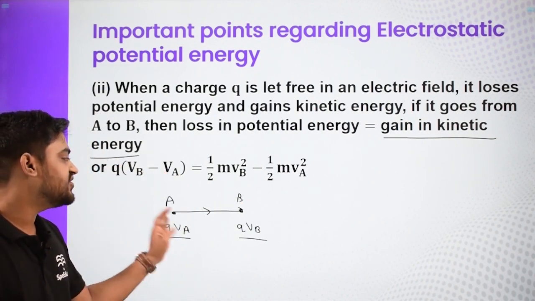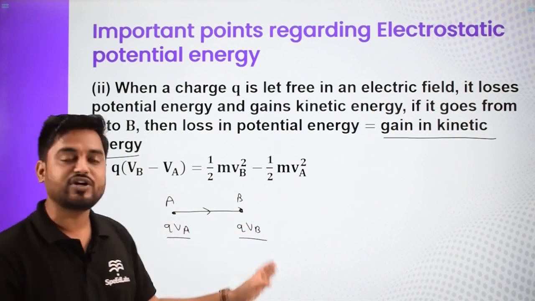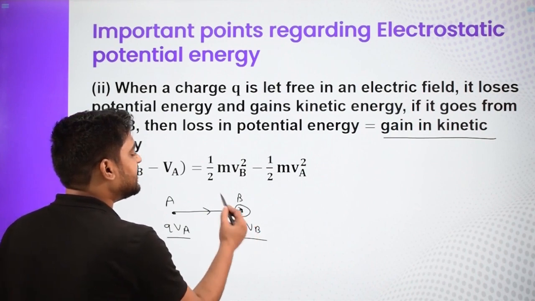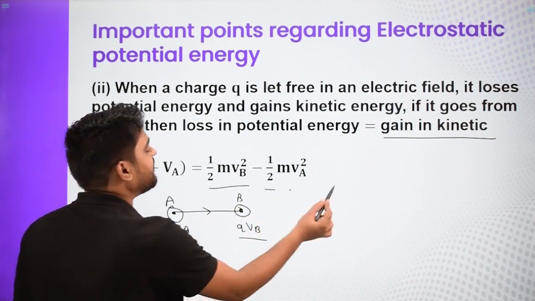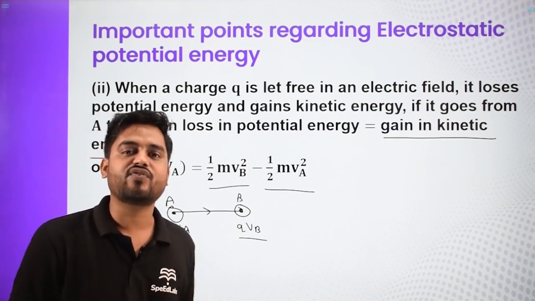And here I will assume that if potential energy is lesser, then we are losing the potential energy, we'll gain the kinetic energy. And it is kinetic energy over here, which is half mVb square, minus kinetic energy over here, which is half mVa square. So this is the gain in kinetic energy. This is just the alternative form of energy conservation.